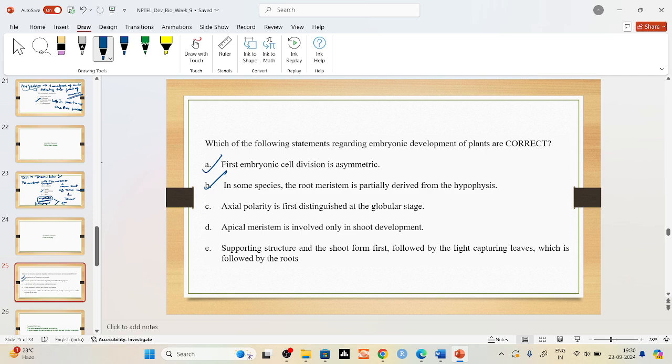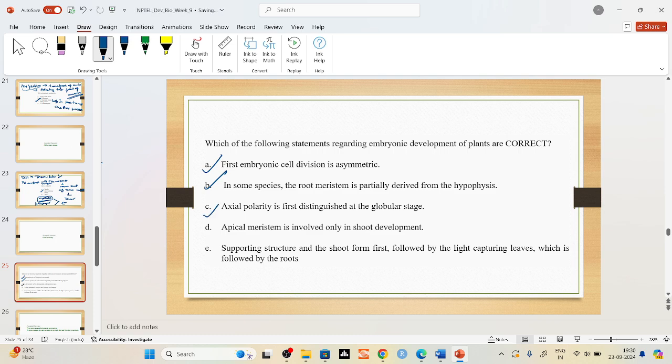Then, third is axial polarity is first distinguished at the globular stage. Is it correct or not? No, it is an incorrect statement. Axial polarity is typically established earlier, during the zygotic stage or at the proembryo stage, but not at the globular stage, because axial polarity is established earlier.